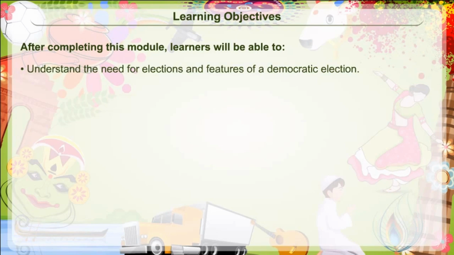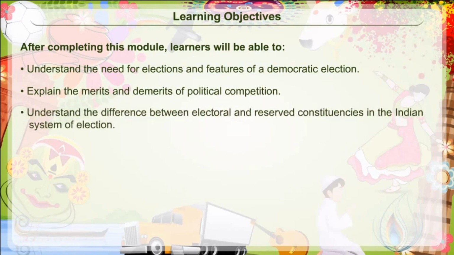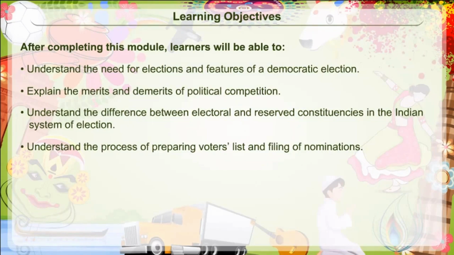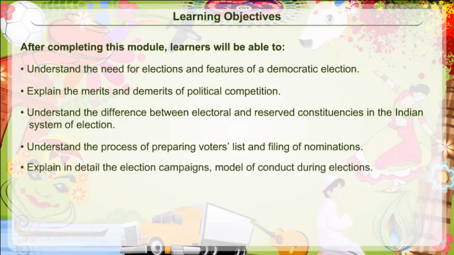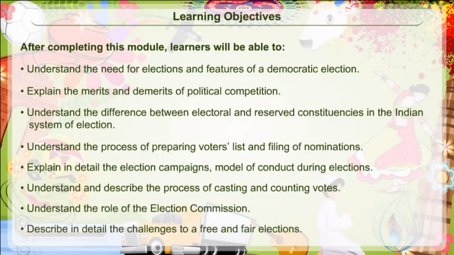Learning objectives. After completing this module, learners will be able to understand the need for elections and features of a democratic election, explain the merits and demerits of political competition, understand the difference between electoral and reserved constituencies in the Indian system of election, understand the process of preparing voters' list and filing of nominations, explain in detail the election campaigns, model of conduct during elections, understand and describe the process of casting and counting votes, understand the role of the Election Commission, describe in detail the challenges to a free and fair elections.